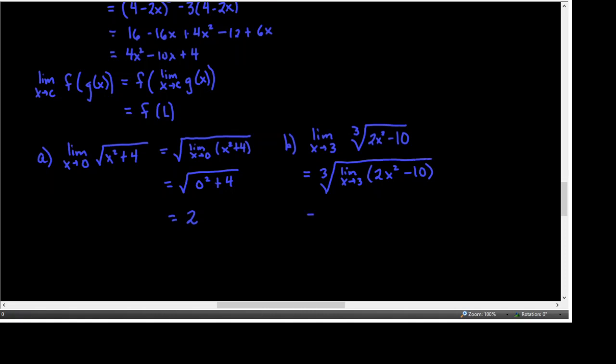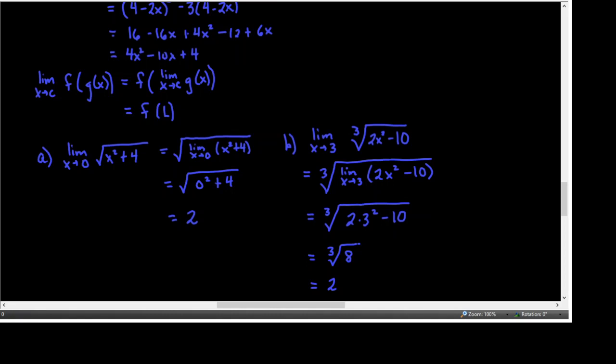Okay. And since that function under the radical is a polynomial, that can be evaluated by substitution. Let's see, 3 squared is 9, 2 times 9 is 18, 18 minus 10 is 8, and the cube root of 8 is 2. Okay.